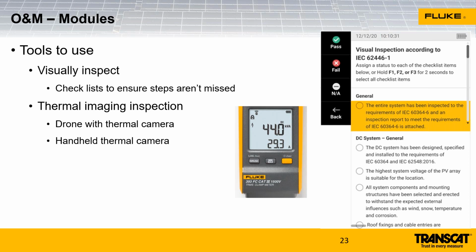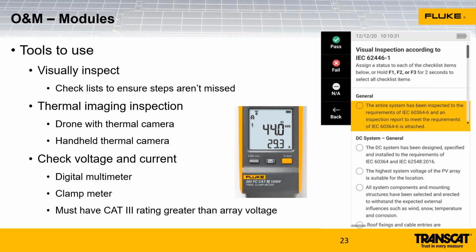We can do drone inspections or handheld inspections. Drones are going to be faster for larger arrays, but handheld inspections will work well. Checking voltage and current, you just need a properly rated meter. Never test current in a PV array with an inline current measurement device, so that would be using your probes on a meter. We're always going to want to use a clamp meter. Not many meters are rated for the current levels that we're working at in solar.